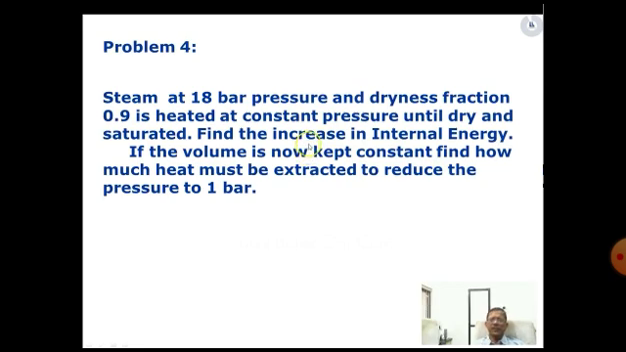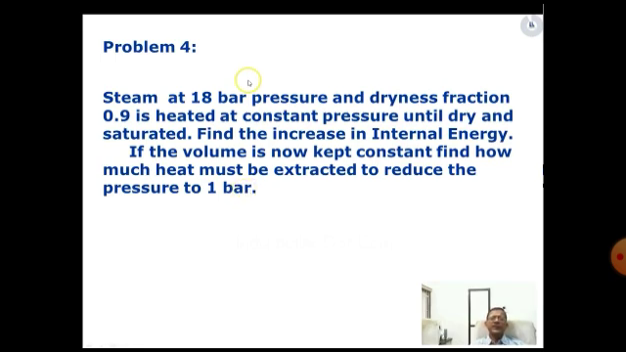Now let us see a problem where this particular concept would be used. Steam at a pressure of 18 bar, with a dryness fraction of 0.9, that means this is wet steam, is heated at constant pressure. So again, constant pressure means after the heat is added, it will still remain at 18 bar until it becomes dry and saturated. Find the increase in the internal energy. Second part: if the volume is now kept constant, that means after it becomes saturated, the volume is kept constant, and suppose some heat is extracted, heat loss you can say. How much heat should be extracted to reduce the pressure to 1 bar?